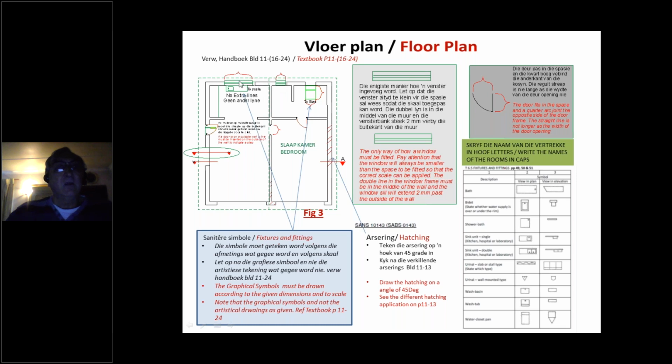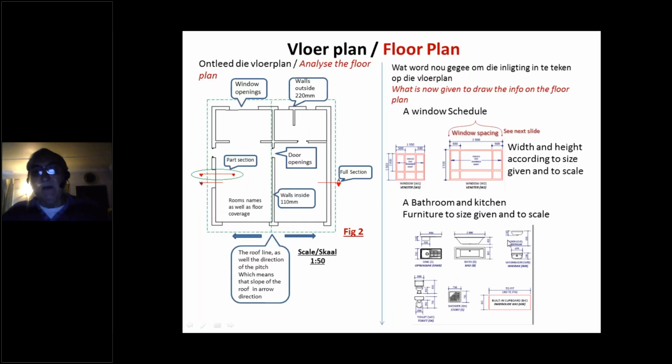Now, you fit in the windows. Next step, if you follow these steps, it's easier to complete these types of drawings. The next step is that you now put in the features. Where do you get them? You find them in the legend that they gave you in the question paper.